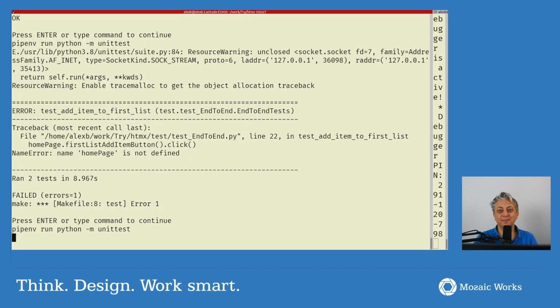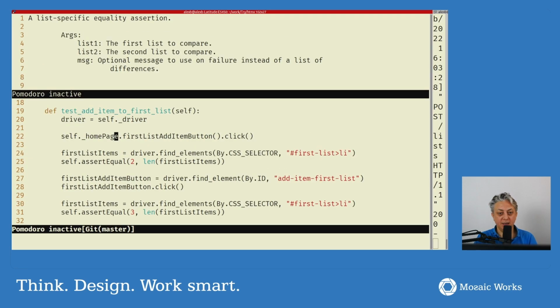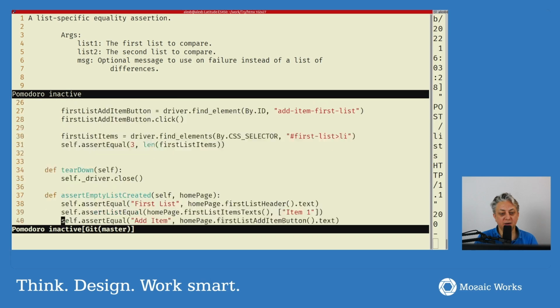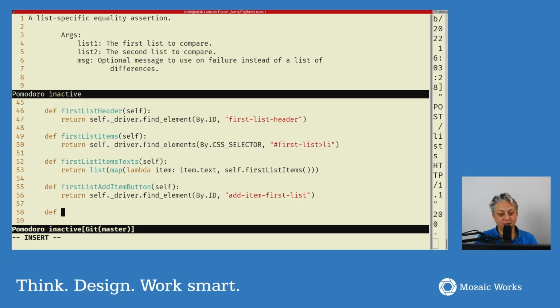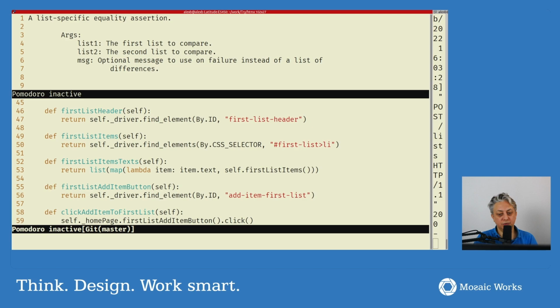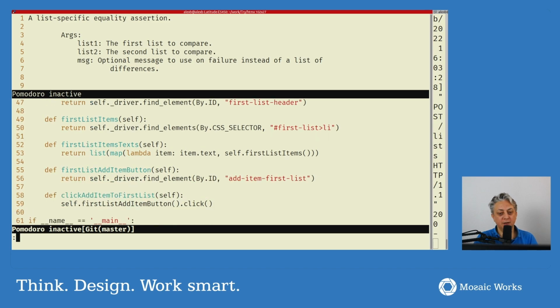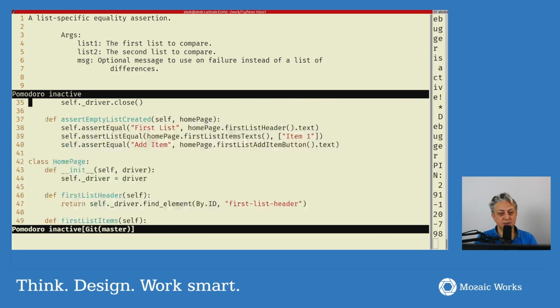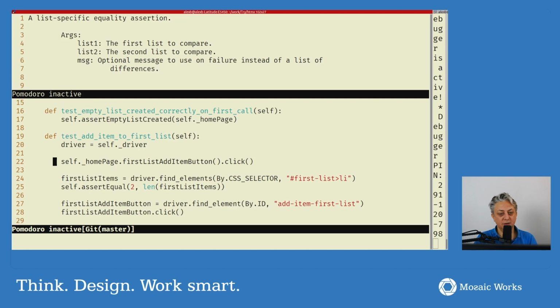Now. Okay. What's interesting now is that this is an action on a list in a page. So how about we extract this as an action in our home page? Click add item to first list, self. Okay. Self. All right. Click add item to first list will be called here.